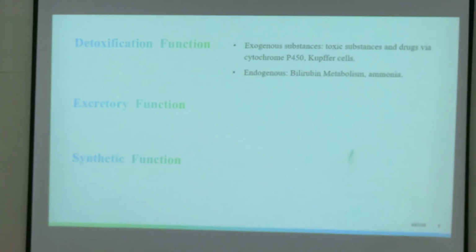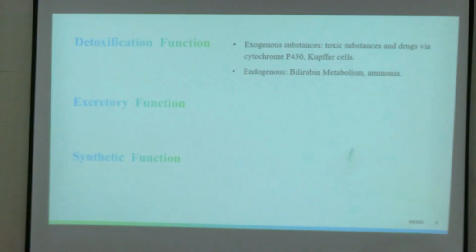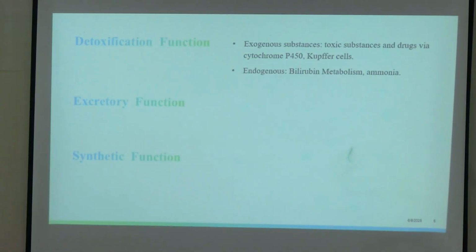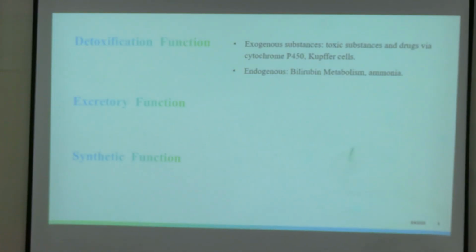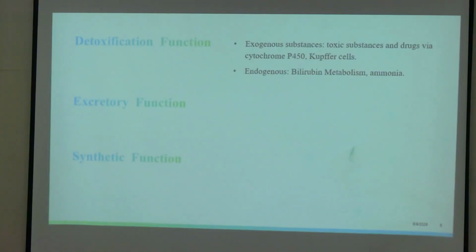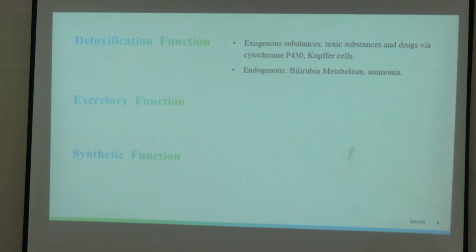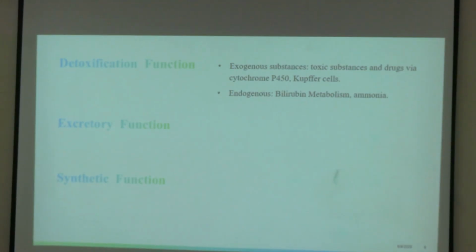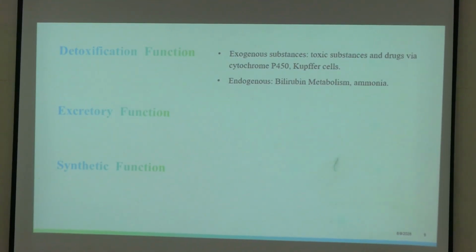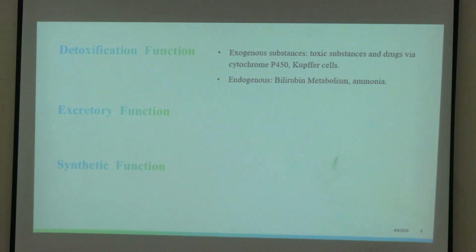Detoxification में क्या होता है? Exogenous substances, जो भी हम बाहर से लेते हैं, whatever we eat from outside, any toxic products, या फिर drugs, any drugs जो कि might be harmful to us get detoxified in the liver through cytochrome P450 system. Is xenobiotics done in your class? Done, no? So you would understand better about cytochrome P450 system. उसके अलावा we have Kupffer cells that helps in phagocytosis.